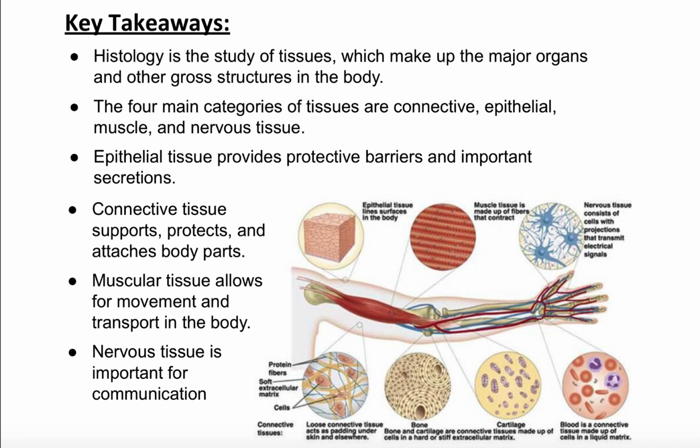The epithelial tissue, reminding you, is protective and allows secretion. Connective tissue supports and protects and provides attachment. Muscle allows for movement, and nervous allows for communication.